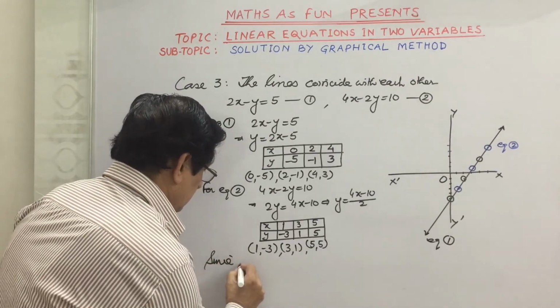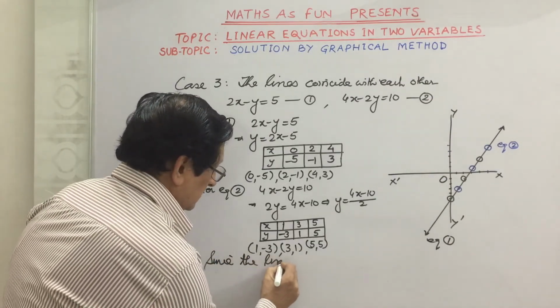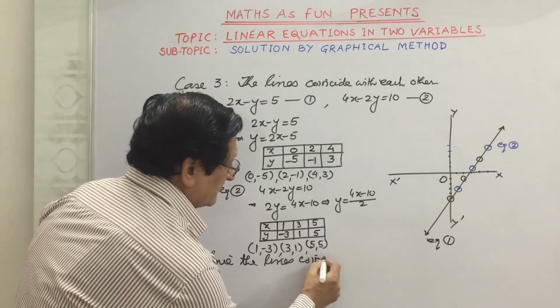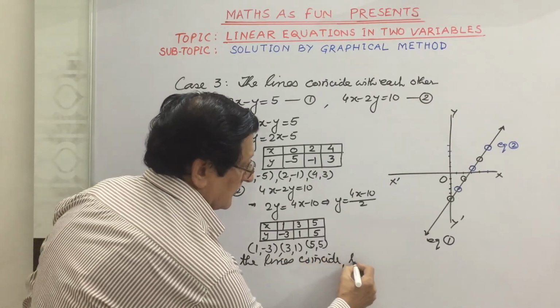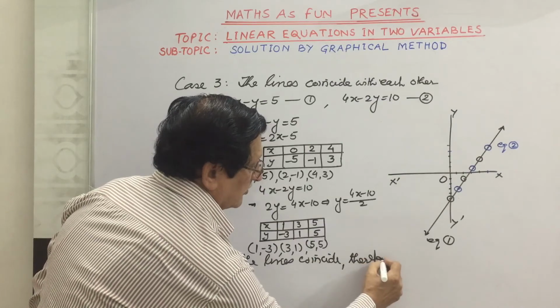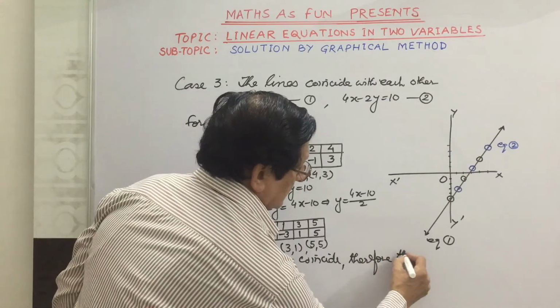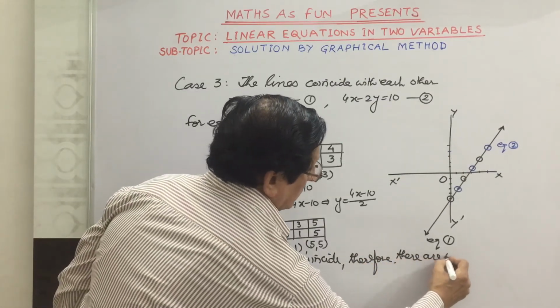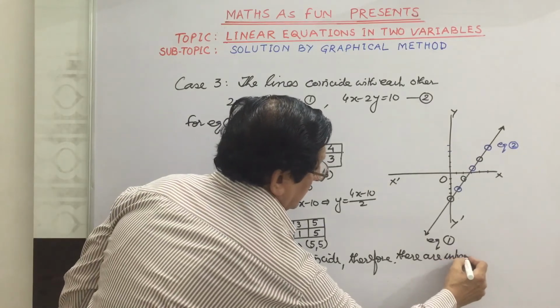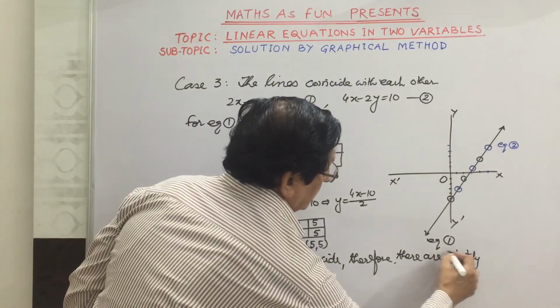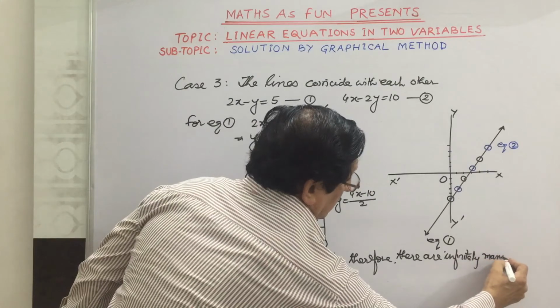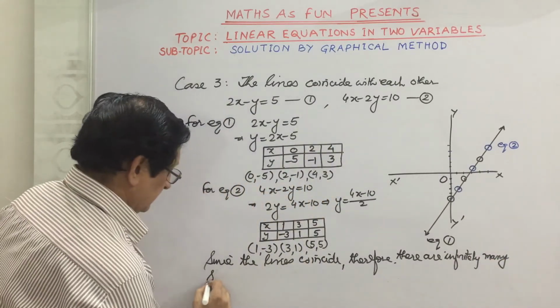Since the lines coincide, therefore there are infinitely many solutions.